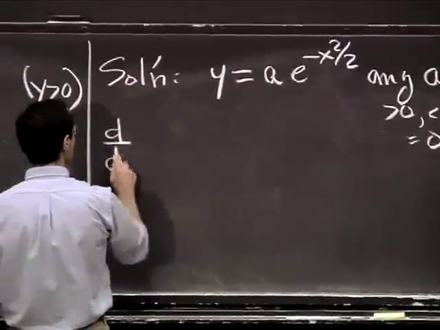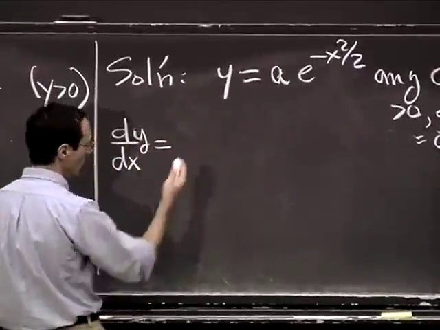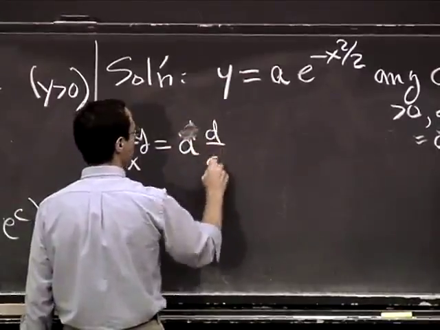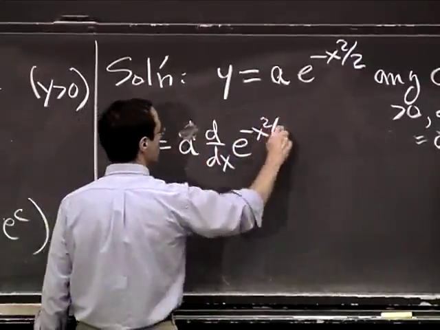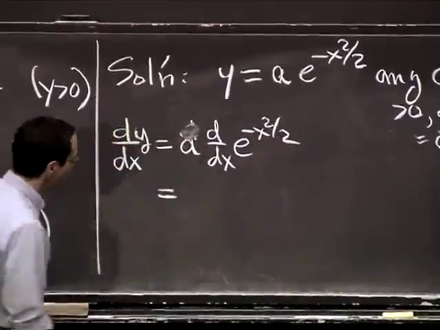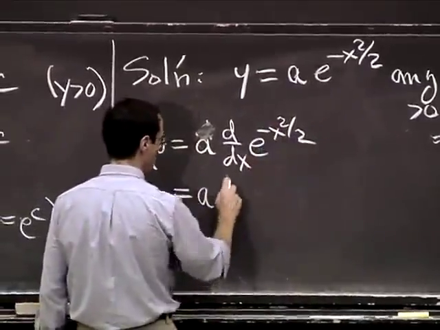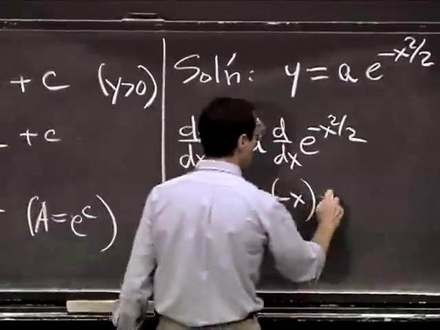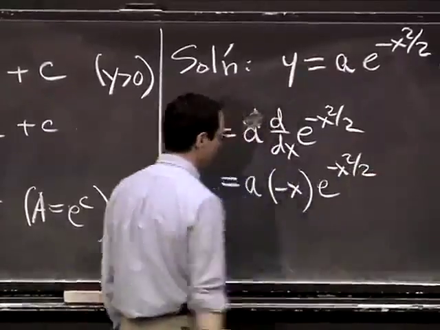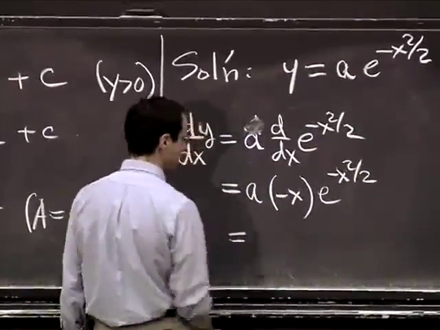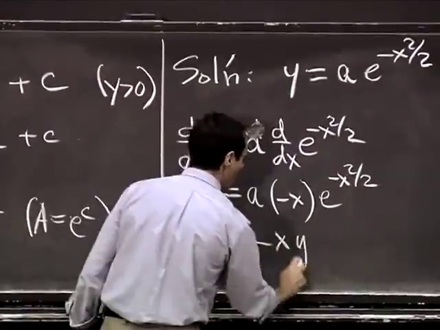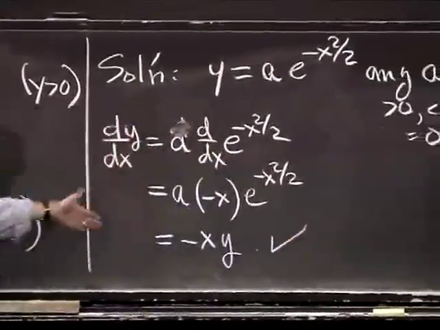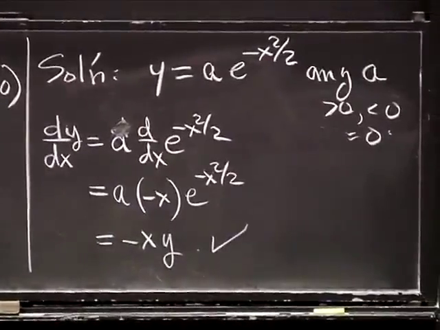If you take d/dx of y, that's going to be a times d/dx of e to the minus x squared over 2. And now by the chain rule, you can see that this is a times the factor minus x. That's the derivative of the exponent with respect to x times the exponential. And now you just rearrange that. That's minus x times y. All right, so it does check. These are solutions to the equation. The a didn't matter. It didn't matter whether it was positive or negative.